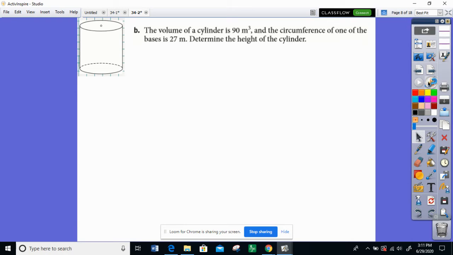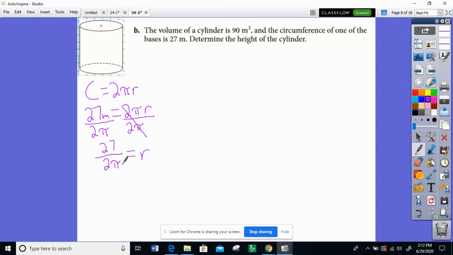Okay, this one is giving us some different information. The volume of a cylinder is 90 meters cubed, and the circumference of one of the bases is 27 meters. Well, we know that we can use the circumference formula, 2 times pi times the radius. Sorry, that should be 27 equals 2 times pi times r. We can use that to solve for the radius. When we divide both sides by 2 pi, now we're going to get that the radius is 27 divided by 2 pi.